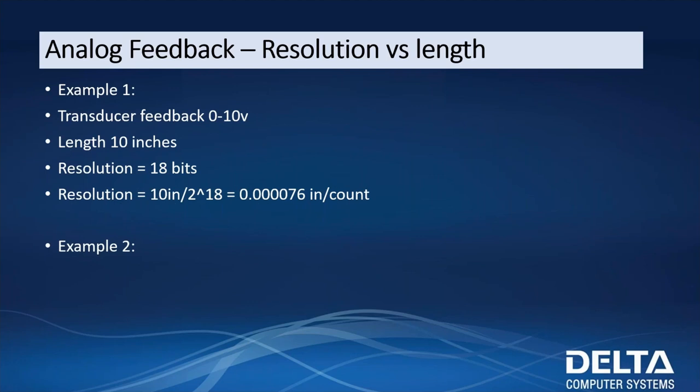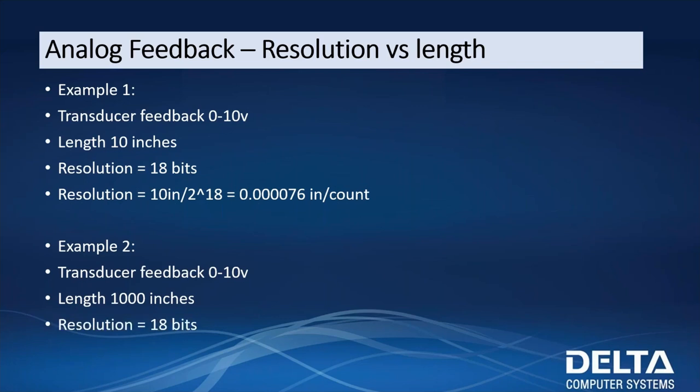Now, example number 2, we've got the same transducer feedback, 0 to 10 volts, but our length is 1,000 inches. Now, this is a pretty drastic example, but I just want to show you the difference. Resolution of our measuring device is still 18 bits. So our resolution is going to be 1,000 inches divided by 2 to the 18th, or 0.0076, right? So it's 100 times worse than what we were seeing before.